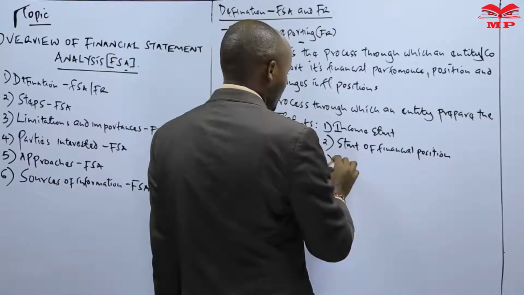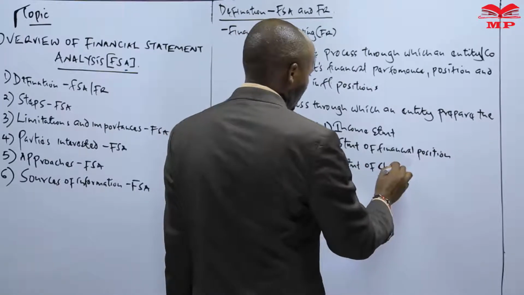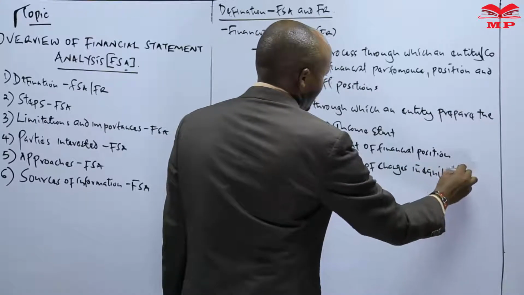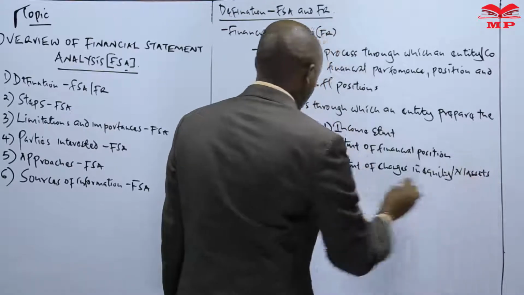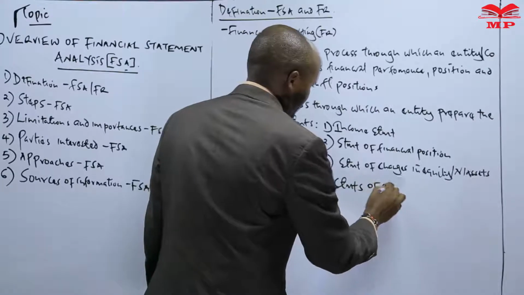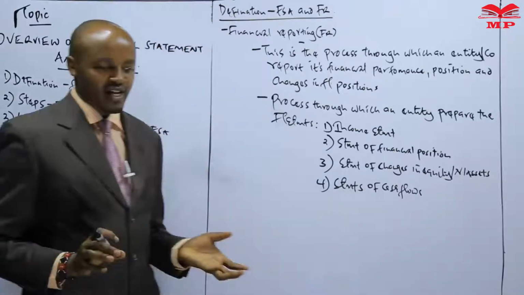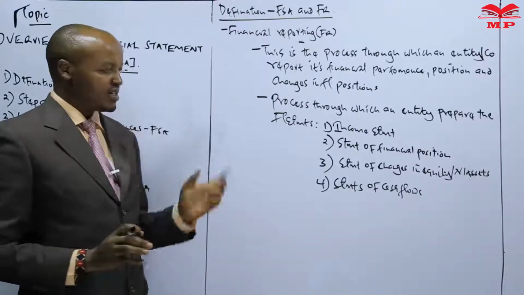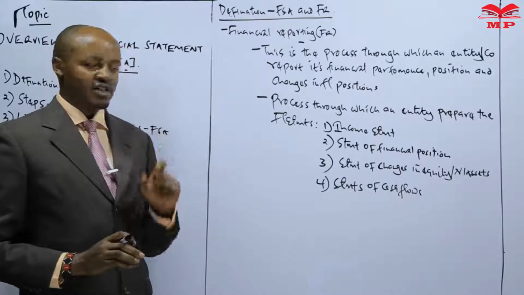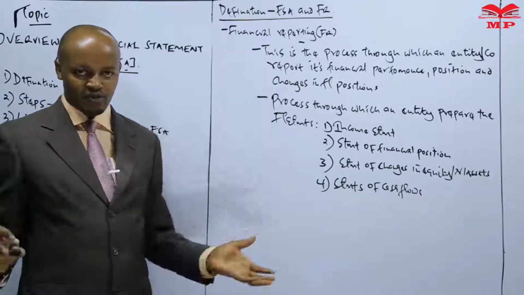And number three, we have the statement of changes in equity or net asset. Number four, we have the statement of cash flows. So any business entity at the end of the year has to prepare those financial statements. And remember, the main objective of preparing these financial statements is for a company to be able to communicate various aspects. One, how it performed during that year.